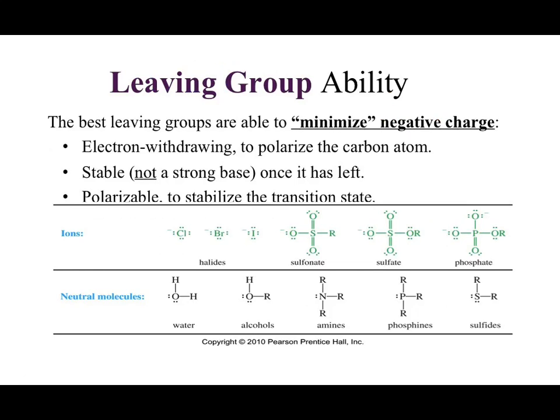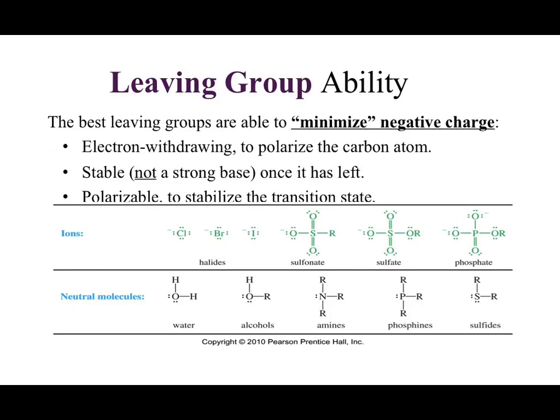So we're looking at electron withdrawing. We're trying to polarize that carbon bond, but it then needs to be stable once it's left. That's where we get this weak base from. There's a list here of ions that are good leaving groups. Your halogens happen to be great ones. You can see a bunch of other groups that also act as good leaving groups.